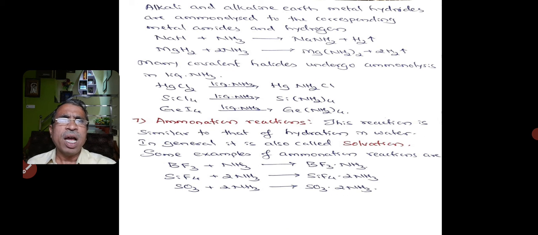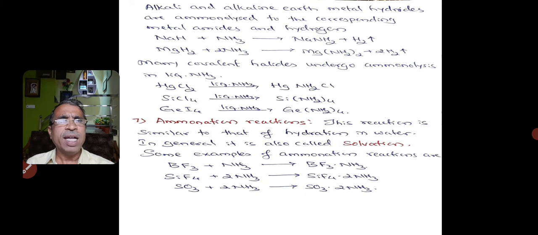Alkali and alkaline earth metal hydrides are ammonolyzed to the corresponding metal amides and hydrogen. For example, sodium hydride, when it is treated with ammonia in liquid ammonia medium, we get sodium amide and hydrogen. Similarly, magnesium hydride gives magnesium amide and hydrogen.